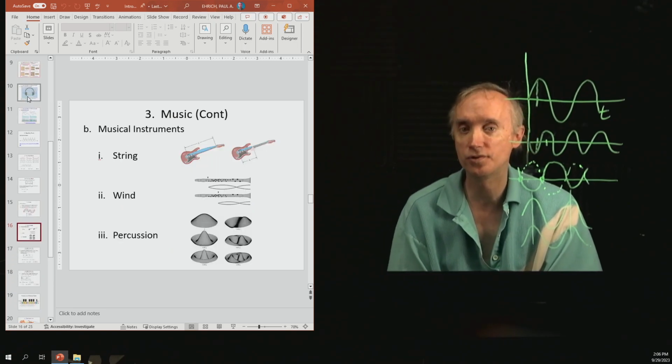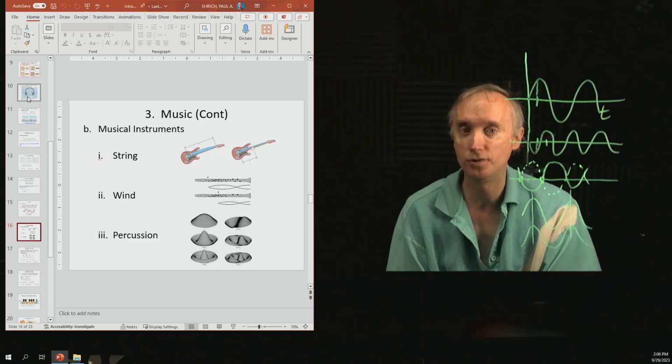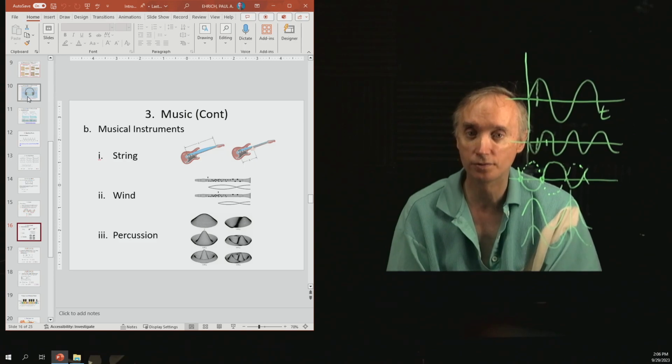Okay, then we have musical instruments. Could you tell me the 3 major kinds of musical instruments? So you have string instruments, wind instruments, and then percussion, like a drum.